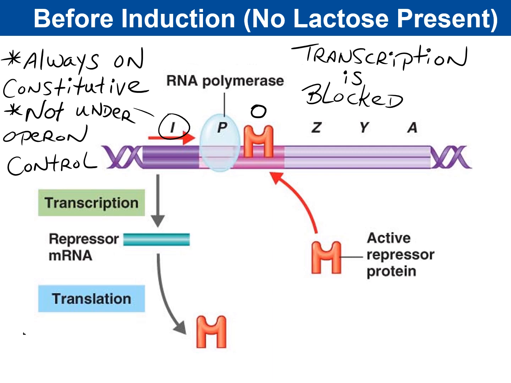So what happens is this letter I gets transcribed, and then what we have down here is a repressor protein that is made as a result. And that repressor protein is in an active conformation that can bind to the operator region and block transcription.